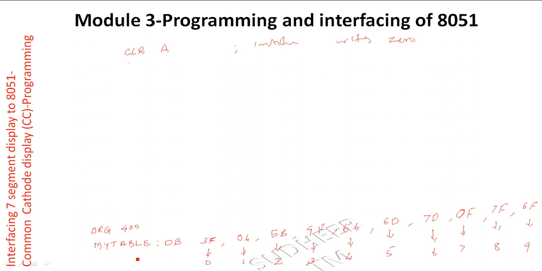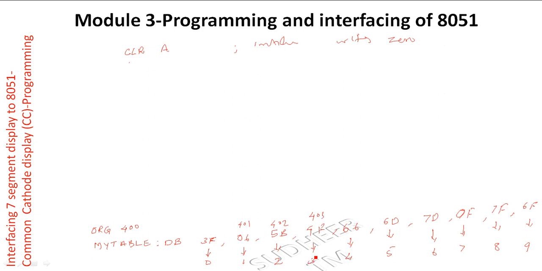lookup table entry. So it is instructed here, the codes are kept from the location 0400. So 0400 is having the code for 0. 0401, this is location 401, is having the code for 1. 402 is having the code for 2. 403 is having the code for 3.